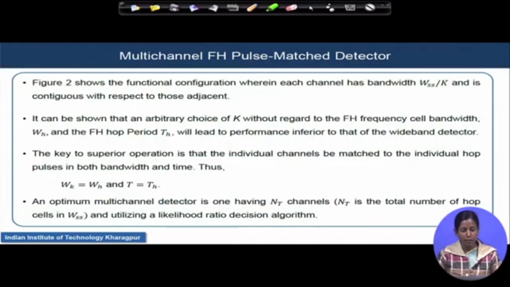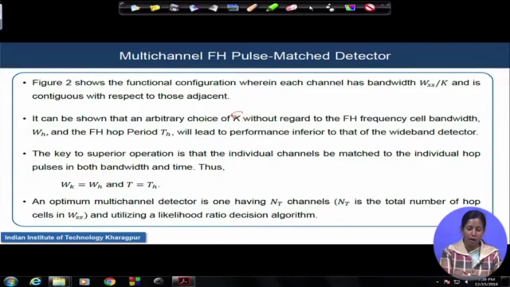So if I come back to the expression and final explanation of this multi-channel frequency hopping pulse match detector, the question is: if I choose the value of k arbitrarily, will it be a good choice? What will be a good choice of this k? Our target is always to improve the detection probability, to improve the detectability of the detectors. So it is obvious that if you choose it arbitrarily, the value of k will affect a lot the performance of such detectors.